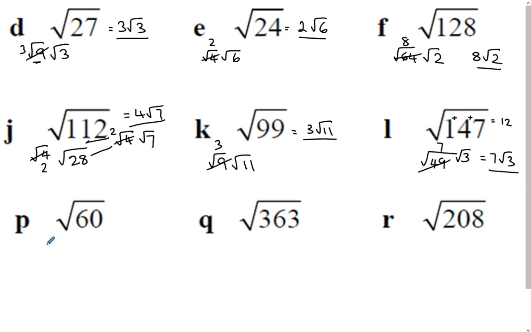Okay, 60. All right, we know it can go into 4 and 15. And you look at that 15 and there's no square number that goes into that. That is a factor of that. So that's as low as we can go. So it's 2 surd 15. 363.